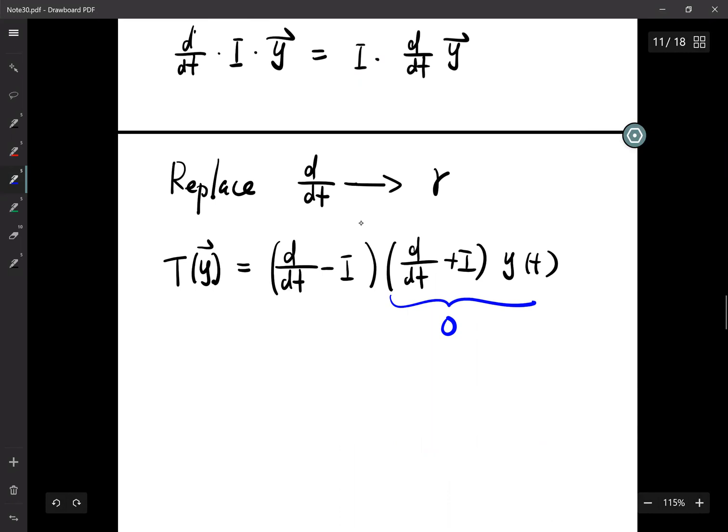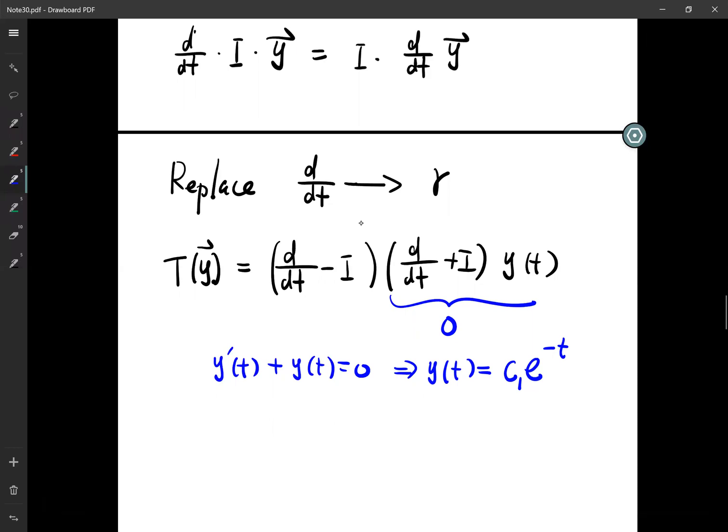So what does this 0 mean? y'(t) plus y(t) equals 0. This is a first order differential equation. And we just said that all the first order linear differential equations with constant coefficients can be solved. We just solve that, put the y to the right hand side, it becomes minus 1. So y(t) equals C1 times exponential minus t.